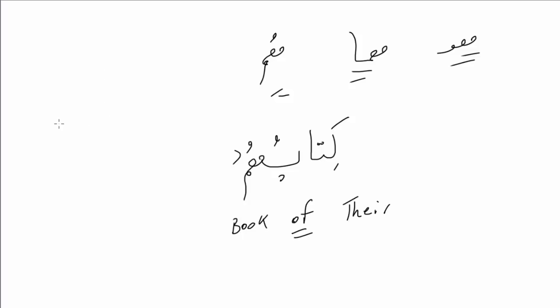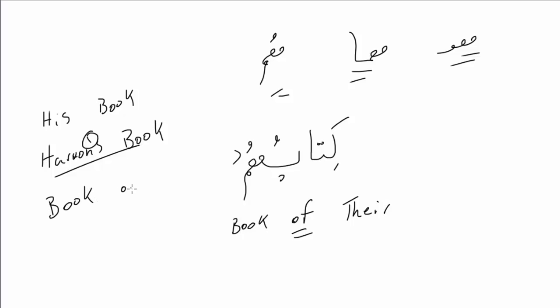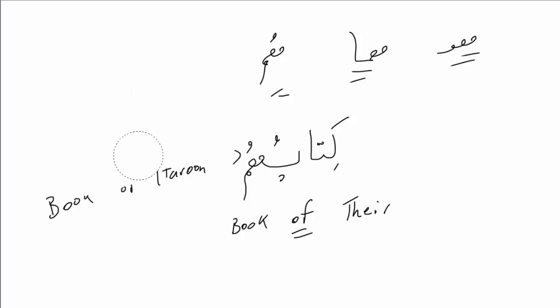Because in English you can say his book, right? You can say Harun's book. Just put an apostrophe s and say Harun's book. It shows belongingness, right? But this can also be put into book of Harun. That's the way I want everybody to explain how belongingness is in Arabic, right?